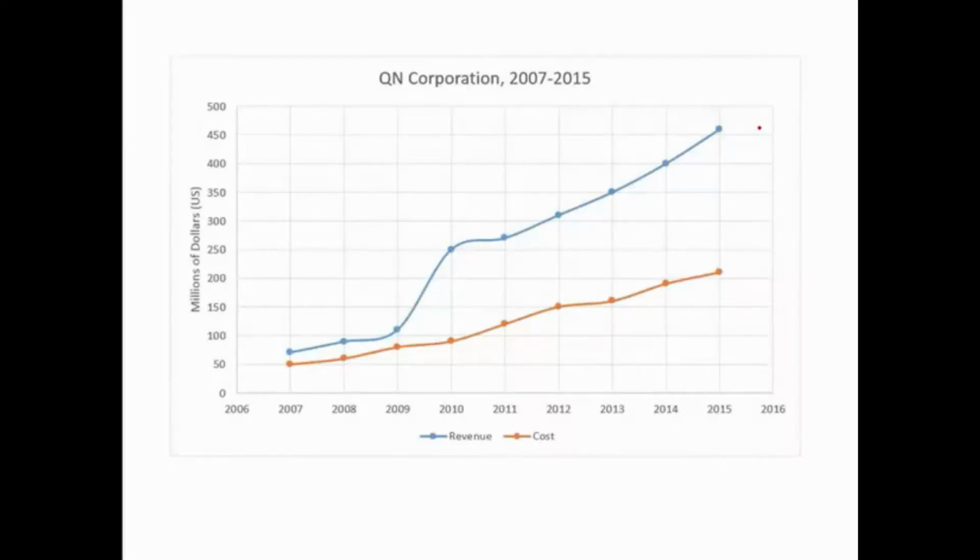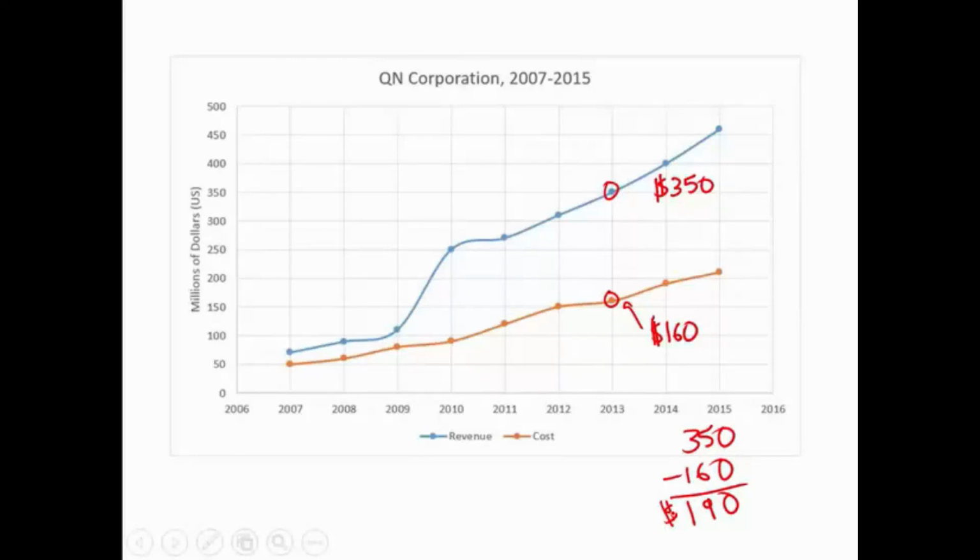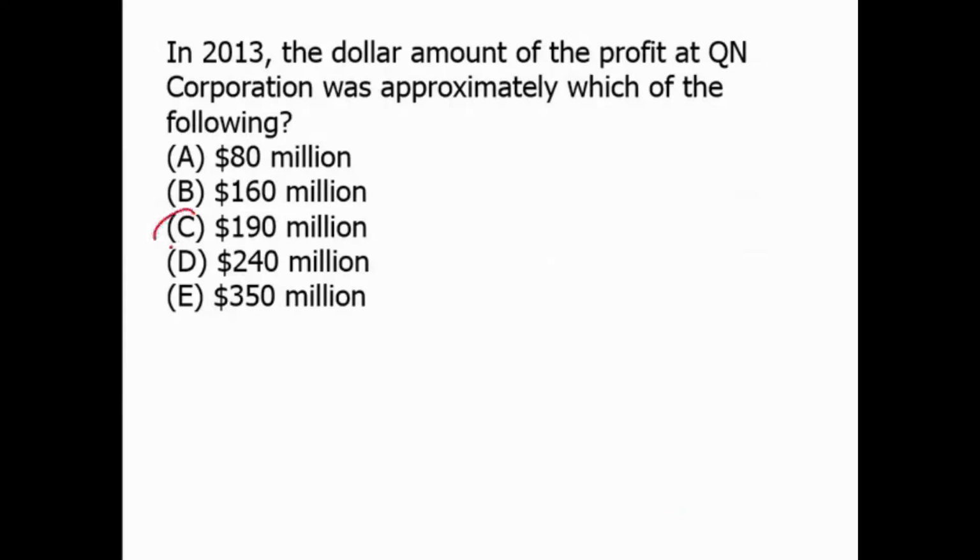So we look at the graph. We have a revenue graph and we have a cost graph. And so the profit is the difference between those two. So it's the difference between these two points. Well, this point is clearly at $350 million. This point probably about $160 million. And the difference between them, well, 350 minus 160 is about 190. So we'd expect the profit to be about $190 million. Answer choice C.